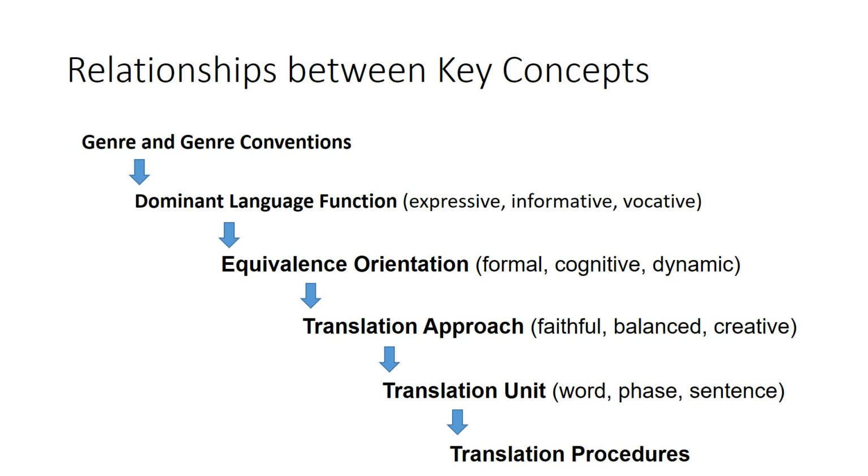And that choice of translation approach, translation unit, will be influential in telling us which translation procedure, which tool to take out of our toolbox to fix the problem. Is it a problem that deals with words, phrases, or sentences? So I just wanted to show you that there should be some consistency, that there are some natural correlations, that there's a flow from the genre convention to the dominant language function to the equivalence orientation we prioritize to the translation approach we adopt to the translation unit we focus on for equivalence, and then to the procedure or the tool that we take out of our toolbox.